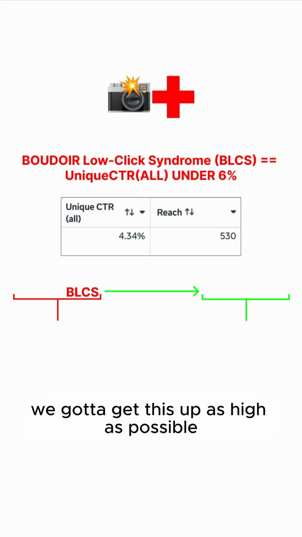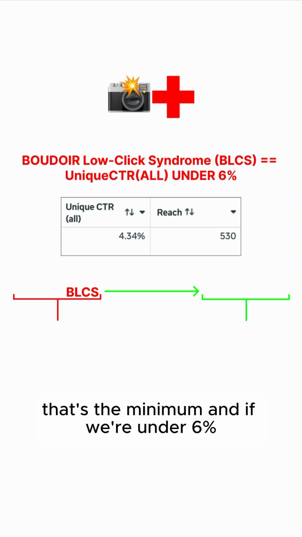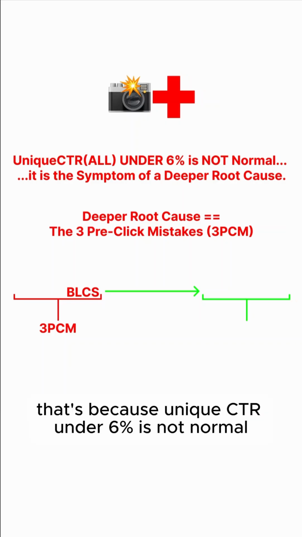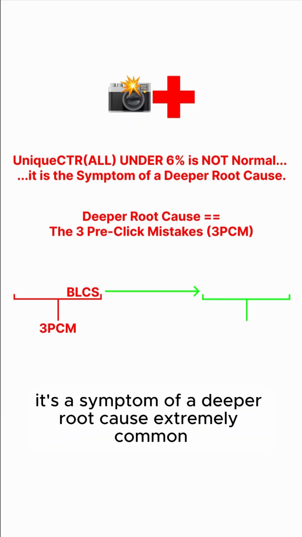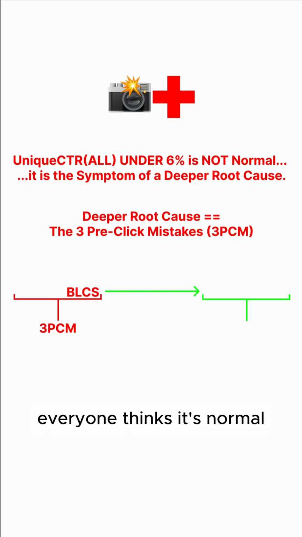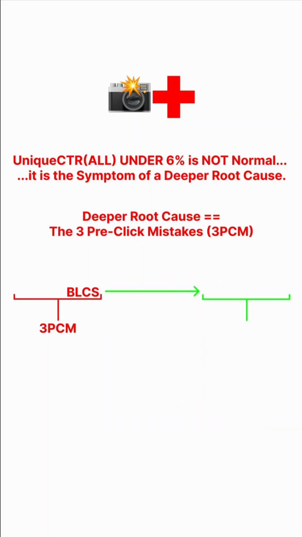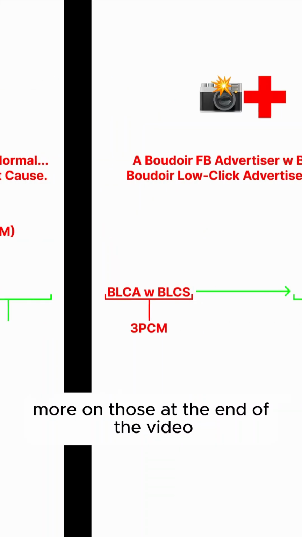We gotta get this up as high as possible. 6% is the floor, that's the minimum, and if we're under 6%, we've got a massive problem. That's because unique CTR under 6% is not normal. It's a symptom of a deeper root cause. It's extremely common, and everyone says, oh, it's normal. Incorrect. It means something's terribly, terribly broken. That deeper root cause is the 3 pre-click mistakes. More on those at the end of the video.